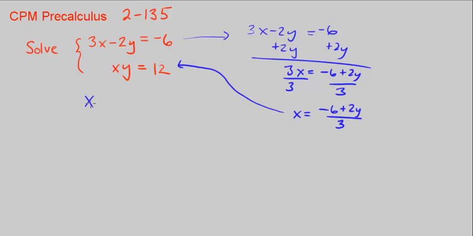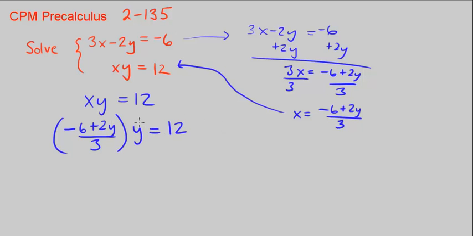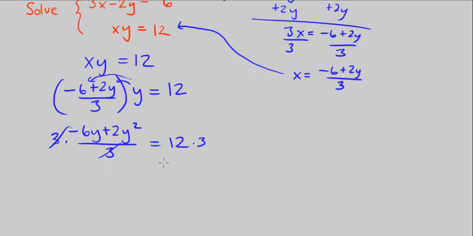So x plus xy equals 12 becomes, instead of x we write negative 6 plus 2y over 3, times y equals 12. Let's distribute the y. So we get negative 6y plus 2y squared over 3 equals 12. Multiply both sides by 3 to get rid of the denominator, and we have negative 6y plus 2y squared equals 36.